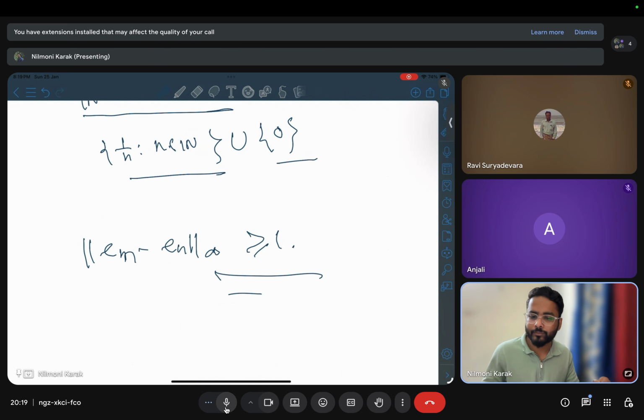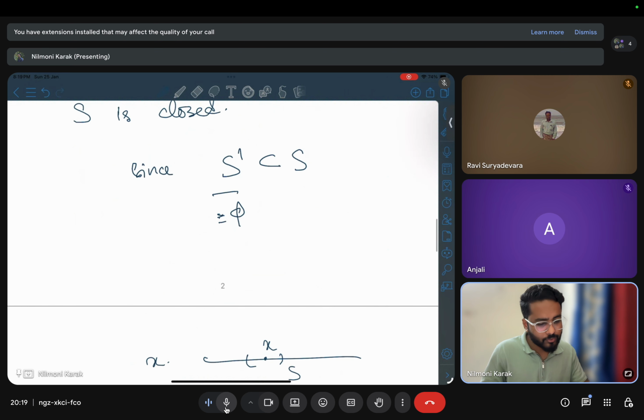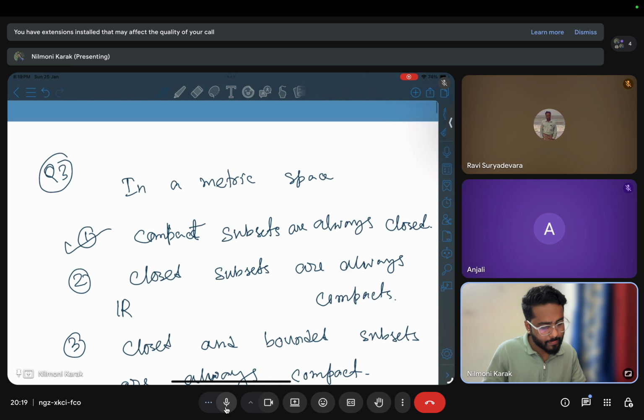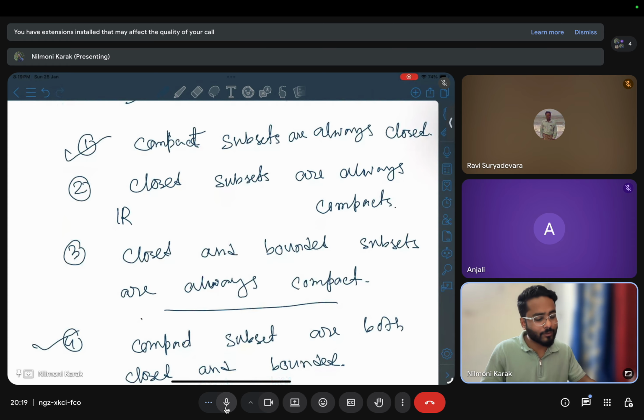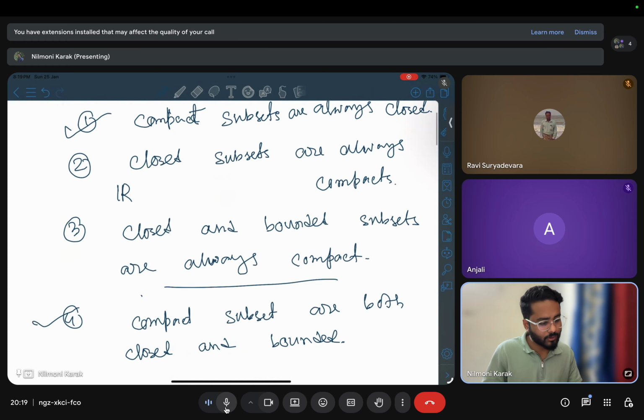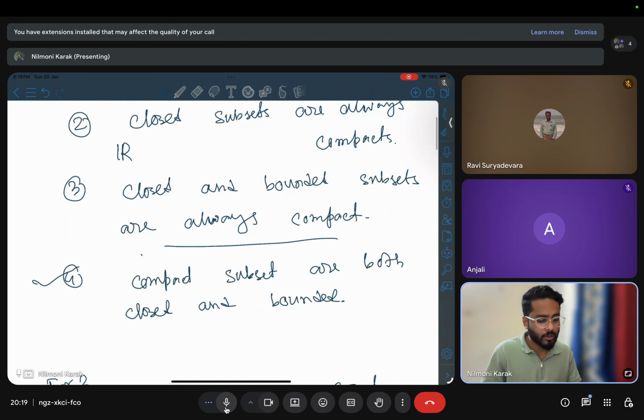In any standard book you will get that compact subsets are both closed and bounded. Bounded is easy. For closed, you have to construct some special set maybe. This is a standard result.